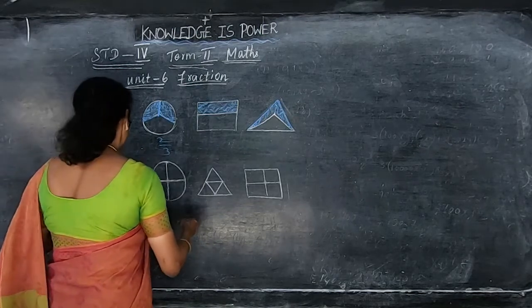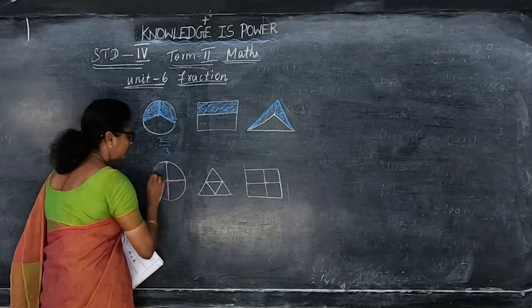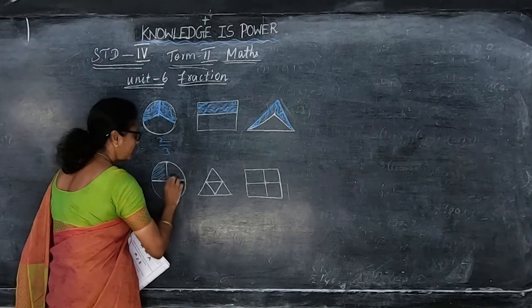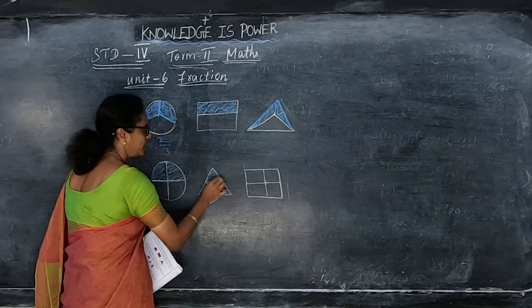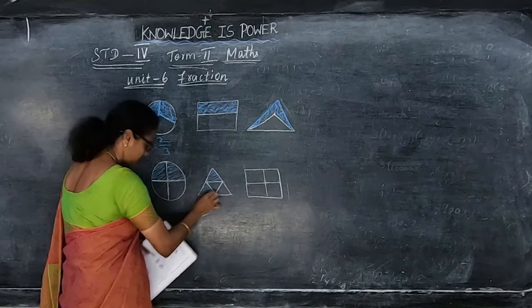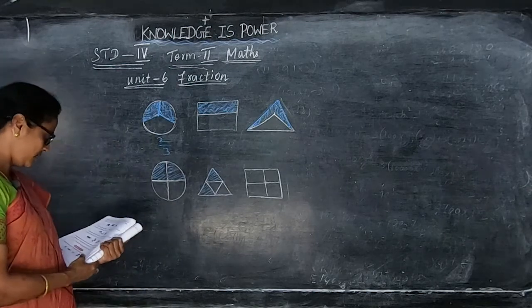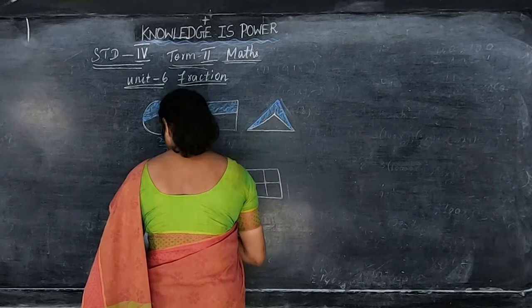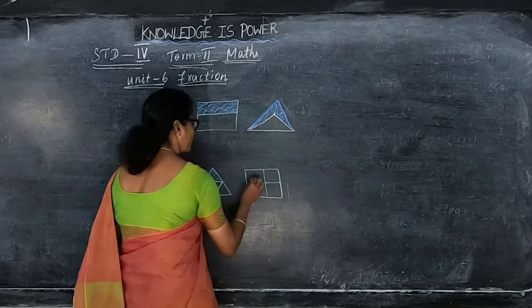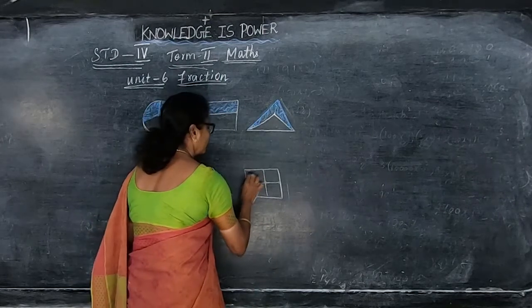Now, this one is, see, this part is shaded. This part is shaded. 1, 2, 3, 4. So, this is the 2/4. This is 2/4.